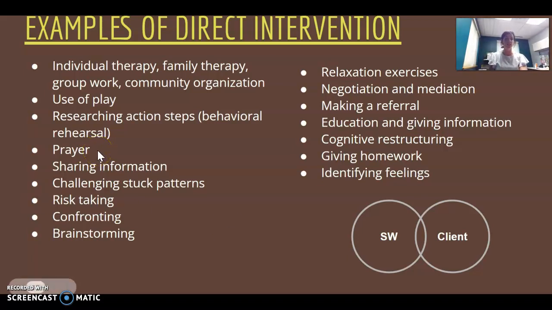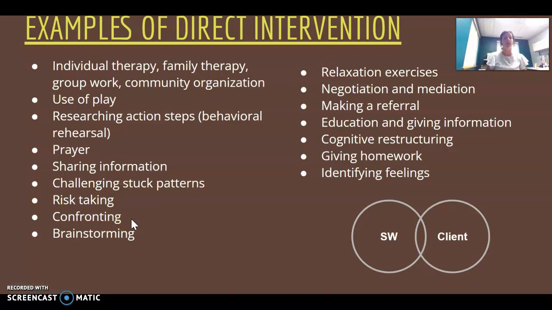Prayer can be a direct intervention. Again, that's one that's used with a lot of caution and tactfulness. It has to be in the right setting with the right client, and the method and the intentions behind it have to be ethical. Sharing information, so giving them information about a possible job fair. Challenging stuck patterns, so that's like a therapy technique. And so if a client is continually identifying they can't do this, we learn how to maybe challenge some of those beliefs as a way to motivate towards change. Encouraging your clients to maybe take a risk, doing some confronting.